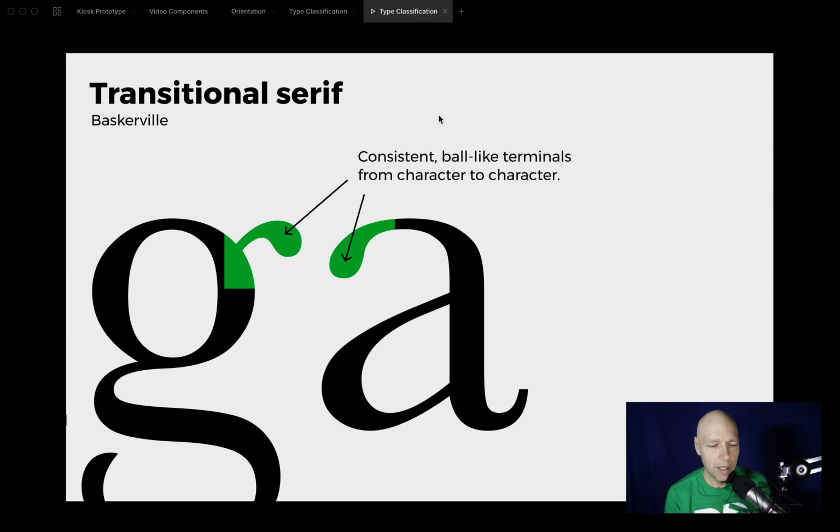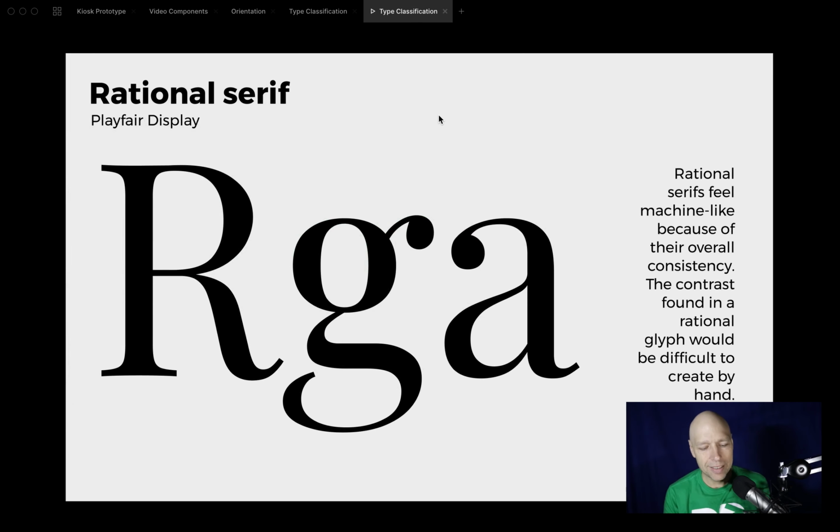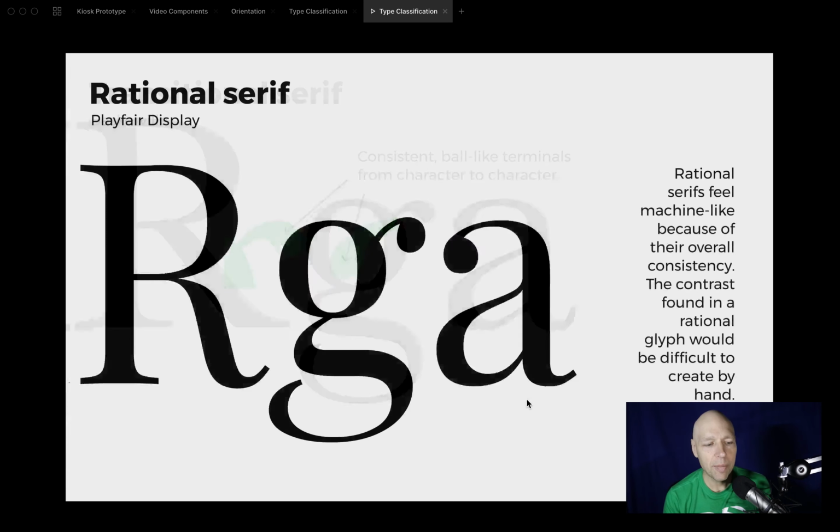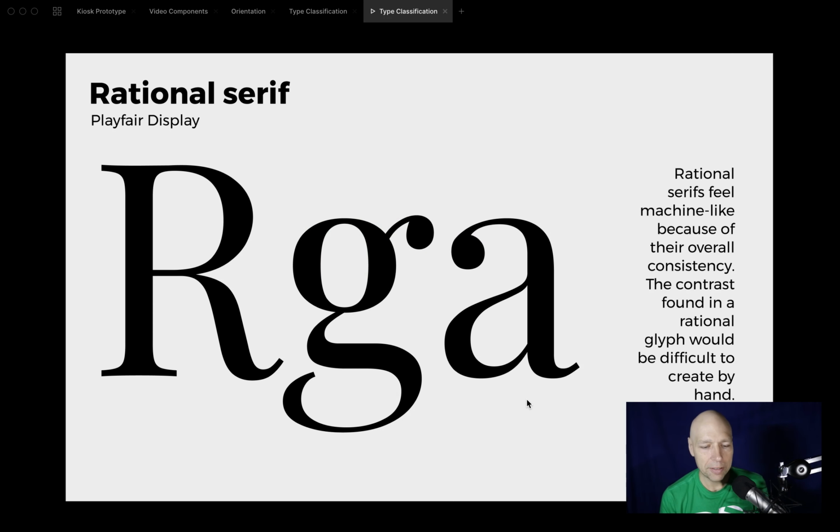That's good. So we've got this ball-like terminal that is here from character to character. I will note that the tails on these are inconsistent with one another, and that's something that you see clean itself up when you move over to rational serifs. Now, the rational serif is machine-like.